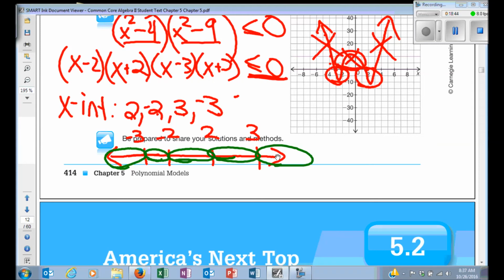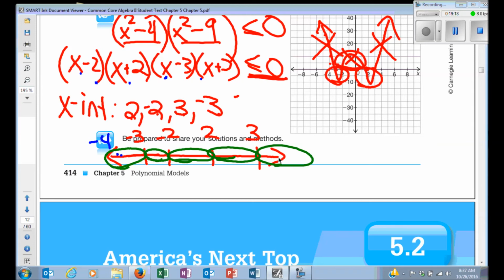If you did it algebraically, what did she do when she did it algebraically? She picked a number that fit in the section. She plugged it into the equation and she said, does it make the equation true or does it make it false? If that one number made the equation true, the whole section was true. If that one number made it false, the whole section was false. So meaning, -4. She would plug in a -4. Are you with me?